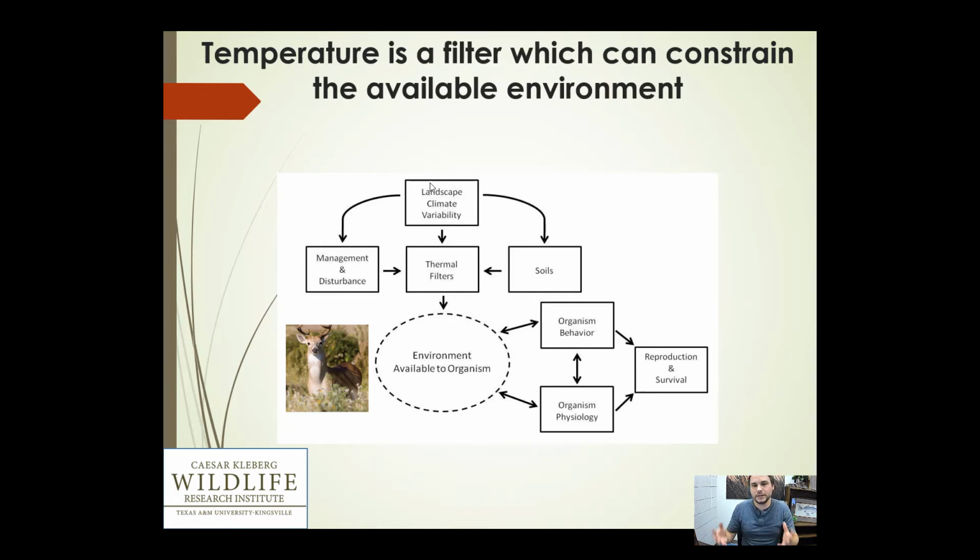Okay, so we talked about the top box, about how management, disturbance, soils, and vegetation all influence the environment that's available for an organism. Let's dive into species like the white-tailed deer and think about how the environment that's available to an organism is influencing the organism's behavior, the organism's physiology, and then ultimately the reproduction and survival that translates to population characteristics. When we think about how the environment is influencing these subjects, we can think about two ways. It could be a direct effect or an indirect effect of temperature. And the first thing I'm going to do is cover direct effects.